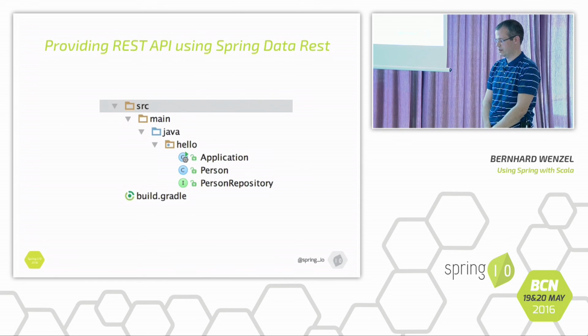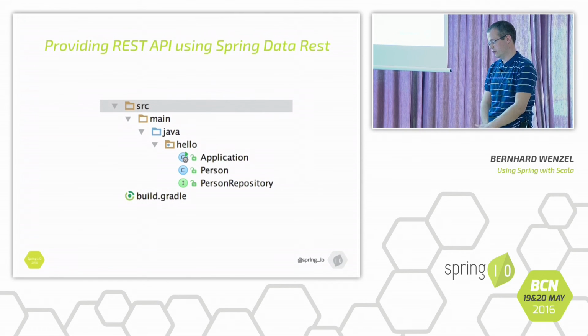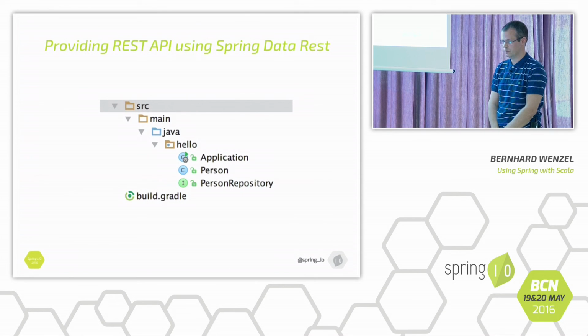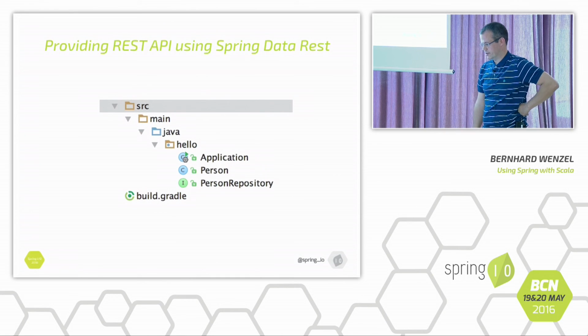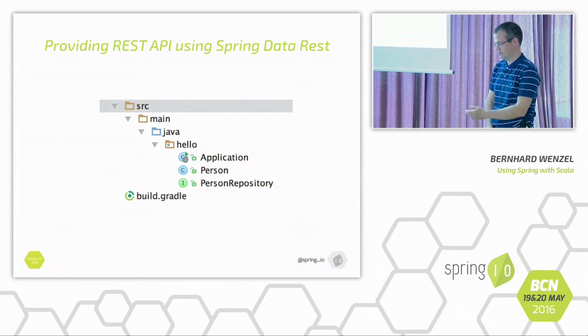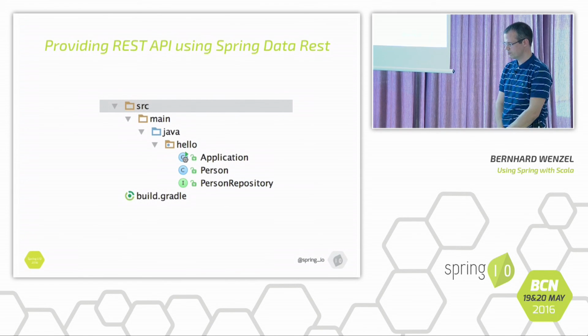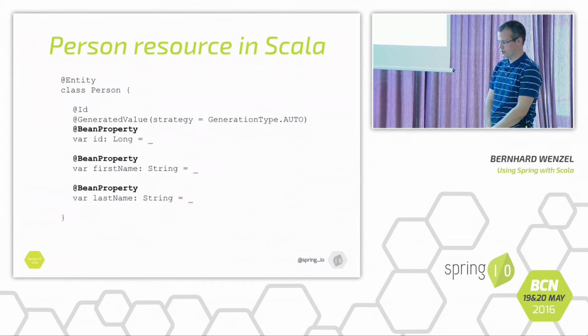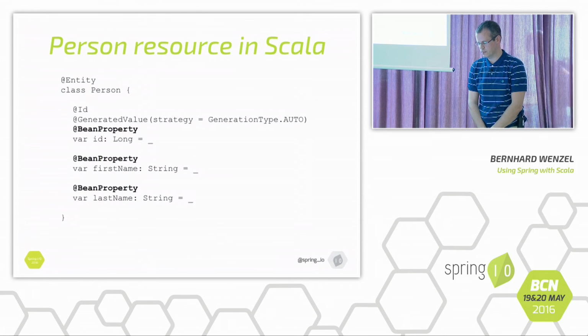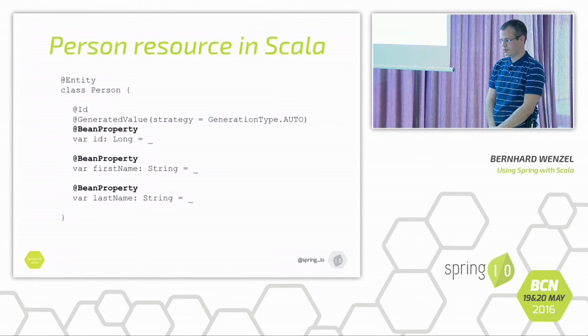This time we don't use a REST API. We provide a REST API using Spring Data REST. And so we have the application, and in Spring Data REST, you probably know this, it all revolves around repositories, and we have our person resource. So I go straight to Scala. So yes, that's our bean. We have our person entity. We have our ID type, which is a long, and we have a first and last name.